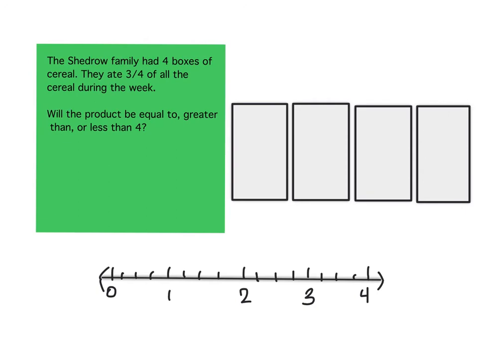The Shadrow family had 4 boxes of cereal. They ate 3/4 of all the cereal during the week. Will the product be equal to, greater than, or less than 4? So hopefully just using your brain, you know right away that if they had 4 boxes of cereal and they ate 3/4 of all of the cereal during the week, that is going to be less than 4. But let's prove it. So we're going to divide all of their cereal boxes into fourths. And they have 4 cereal boxes because that's what the problem said. Okay. And it says that they ate 3/4 of all the cereal during the week. So we're going to shade in 3/4.